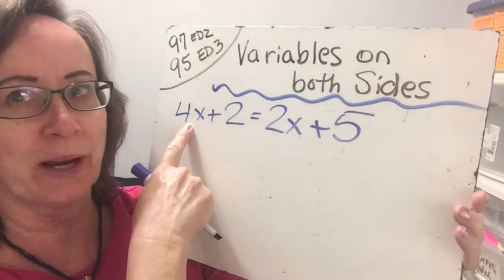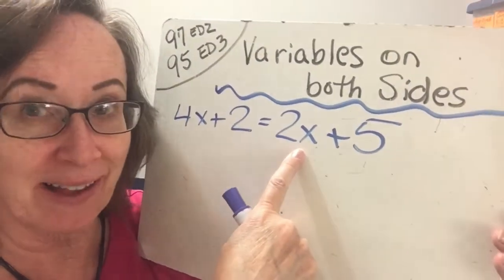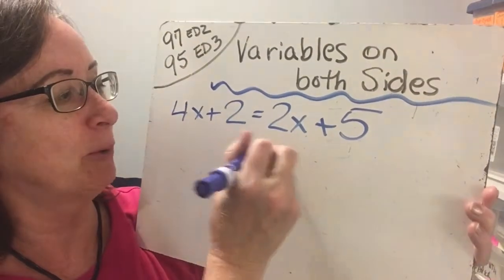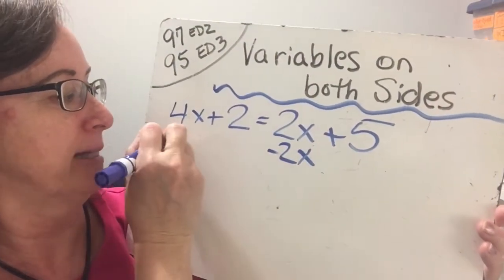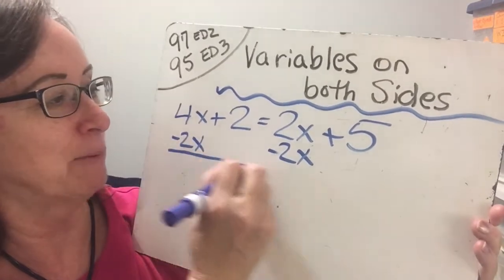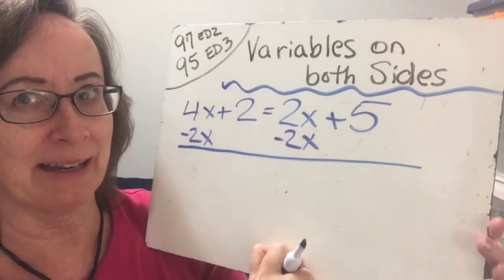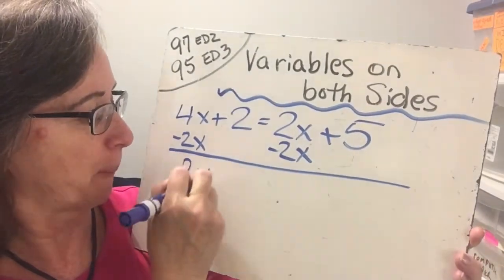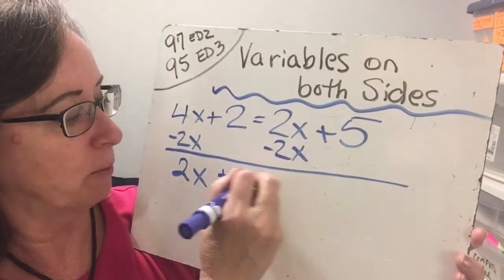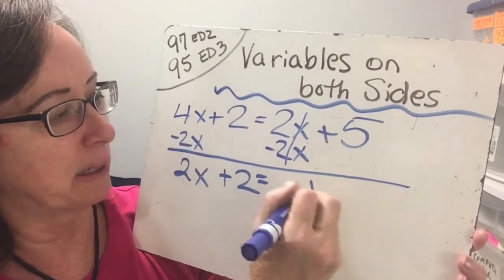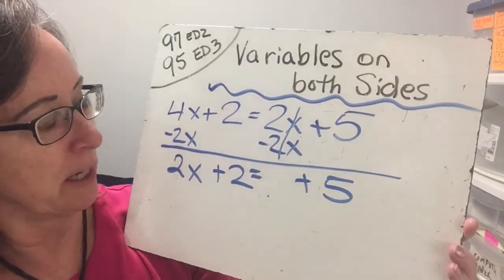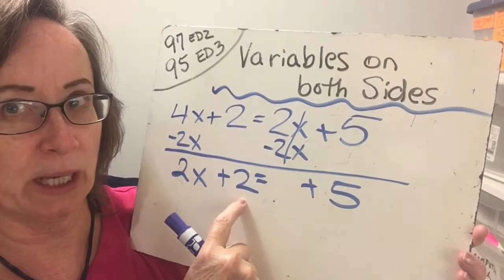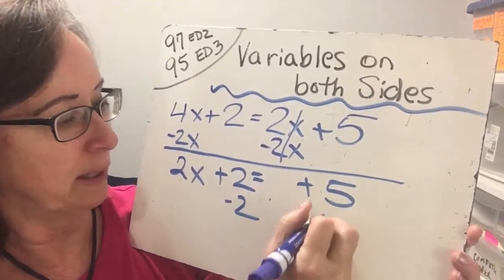So here we have a 4x on one side, and we have a 2x on the other. So we want to get all of our x's on one side. So I'm going to subtract the 2x from both sides, because that will still leave me a positive x term. So 4x plus a negative 2x is a 2x, plus 2 equals, cancel that out, plus 5. Okay? So now I want to get the x by itself, so I'm going to get rid of the negative 2. Negative 2, negative 2.